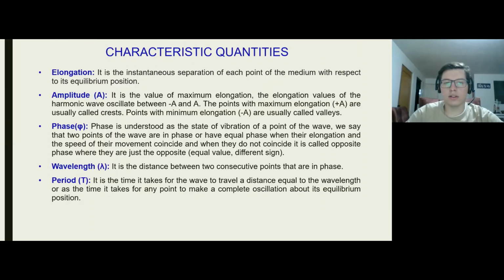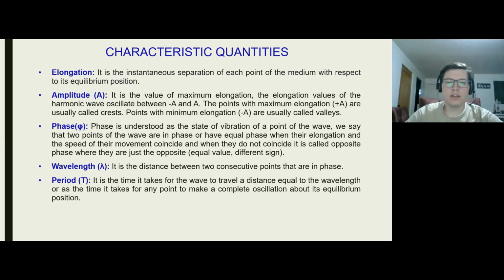Characteristic quantities. Elevation is the instantaneous separation of each point on the medium with respect to its equilibrium position. Amplitude is the value of maximum elevation. The elevation values of the harmonic wave oscillate within minus A and A. The points with maximum positive elevation A are usually called crests. Points with minimum elevation minus A are usually called valleys.